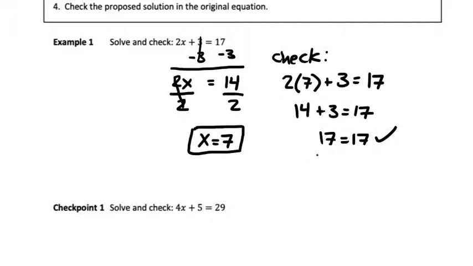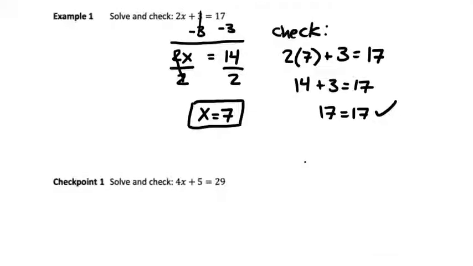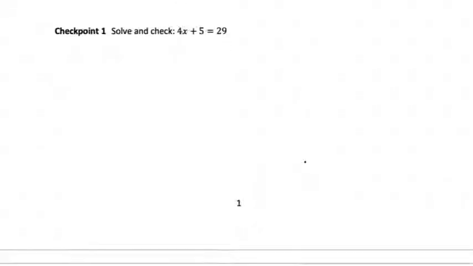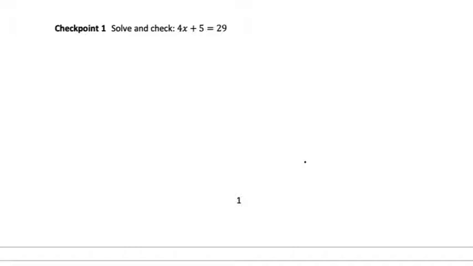If I got a number other than 17 on the left-hand side, then that would tell me that my answer is wrong, and I should go back and check my work. So next you should do checkpoint problem number 1. Do this in your notes or on this page, check your answer, and then move on with the rest of the video.